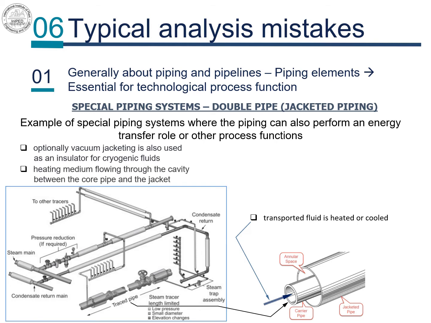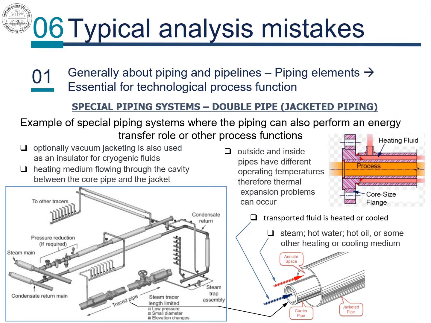Heating medium flowing through the cavity between the core pipe and the jacket can be steam, hot water, hot oil, or some other heating medium. Bearing in mind that in this case, outside and inside pipes, which form the whole, have different operating temperatures, it is obvious that different thermal expansion problems can occur.